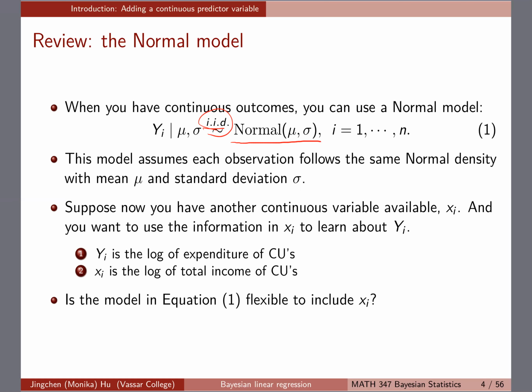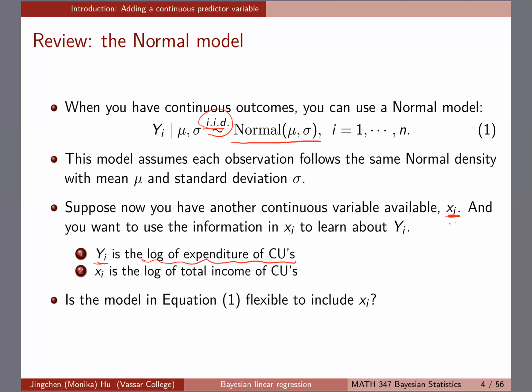So suppose now, and this brings us back to the consumer expenditure survey again. If you remember, the outcome itself, the yi, at that time we were looking at as the log of the expenditure of the CU. Okay, we did the transformation so it looks more like a normal, so we can do the analysis. So suppose now you have another continuous random variable available, which is xi. We use a small letter in this case because it's data.